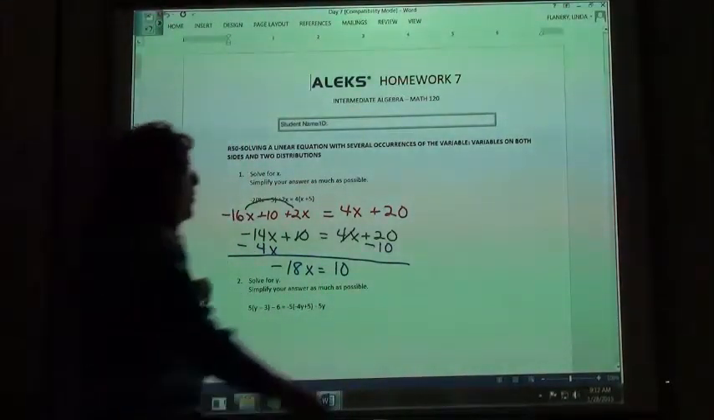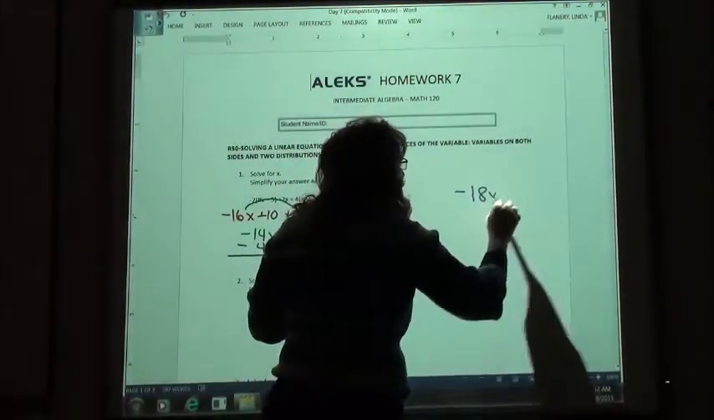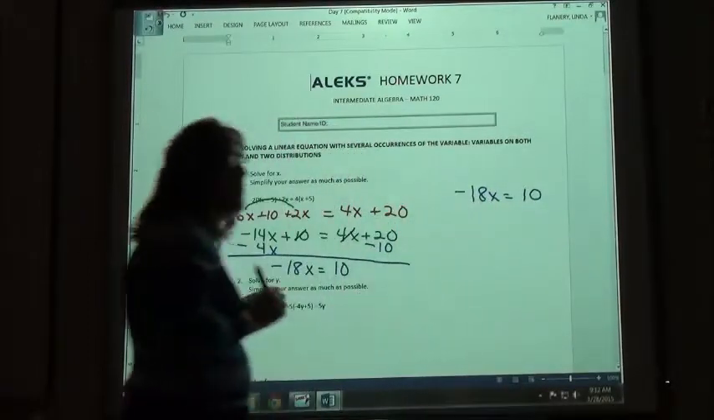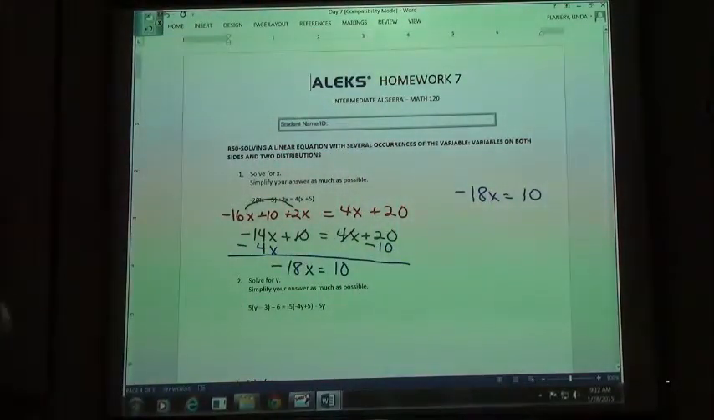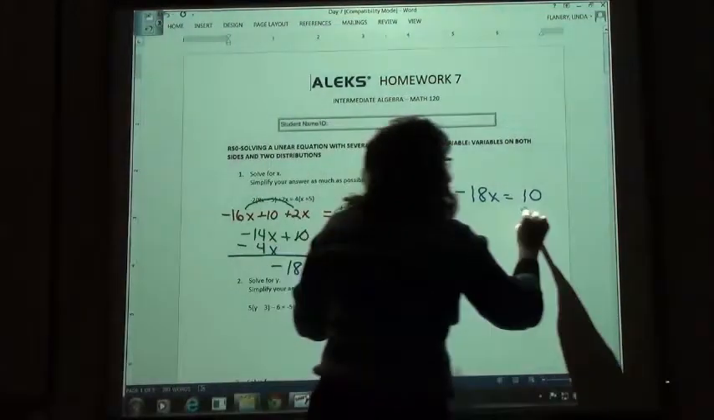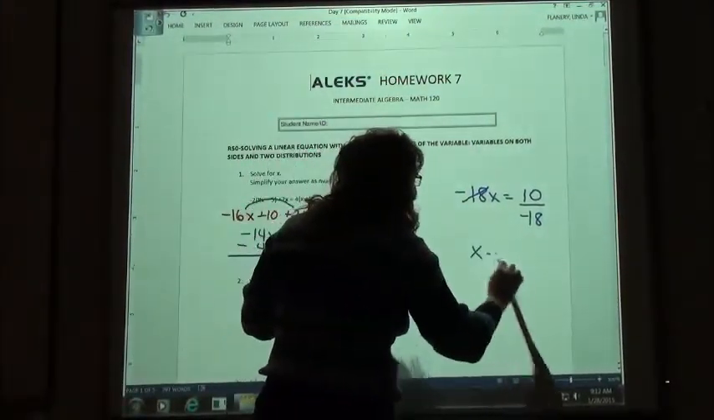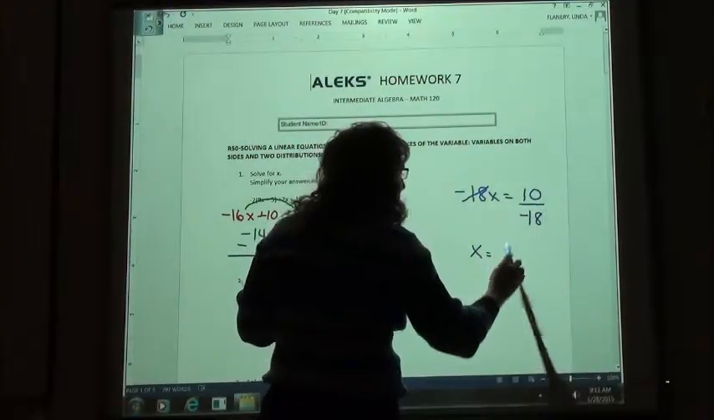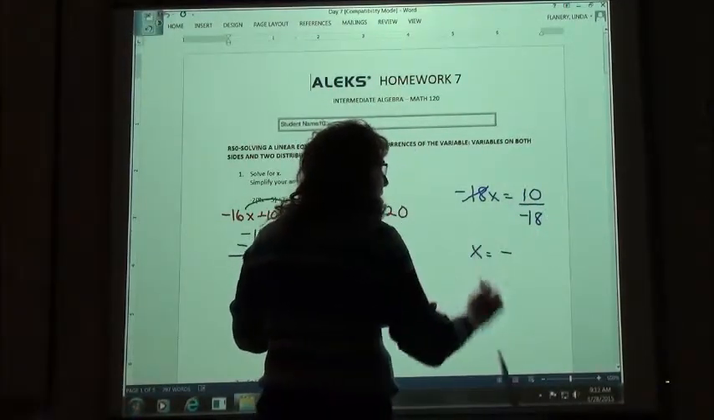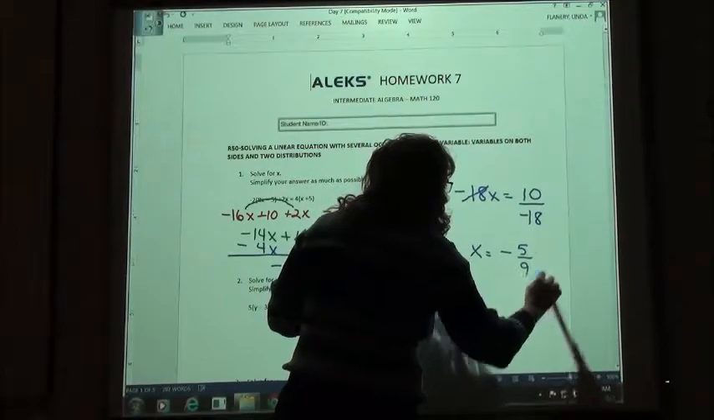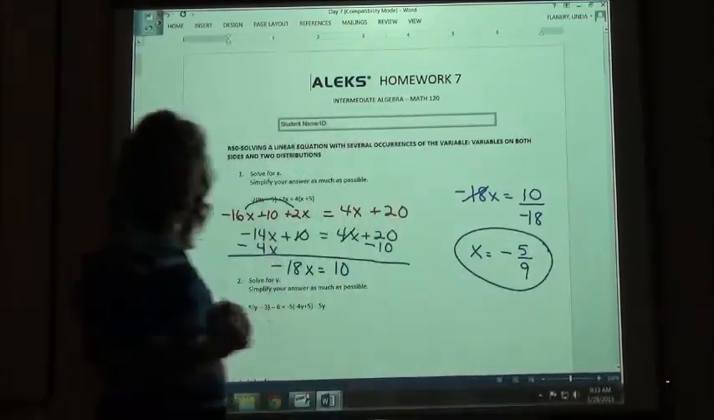My last step when I have negative 18x equals 10 is to get rid of my coefficient, and we do that by dividing. So I'm going to divide by that negative 18 and then simplify my fraction. Positive over negative is a negative. 10/18 reduces down to 5/9 if I divide them both by 2.